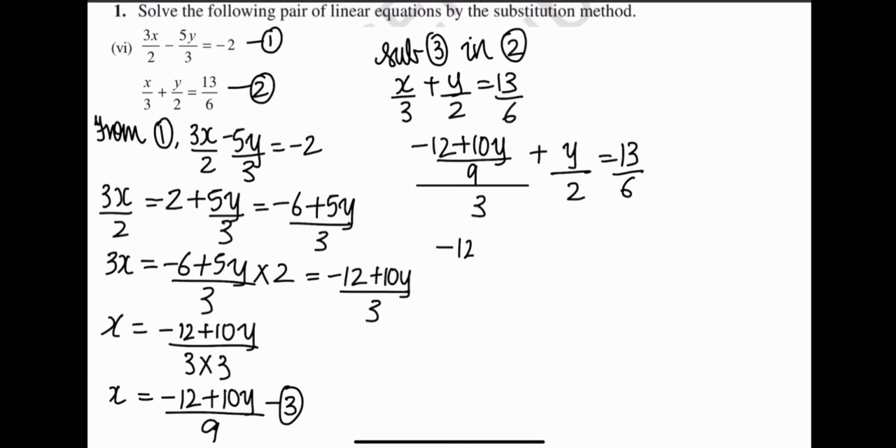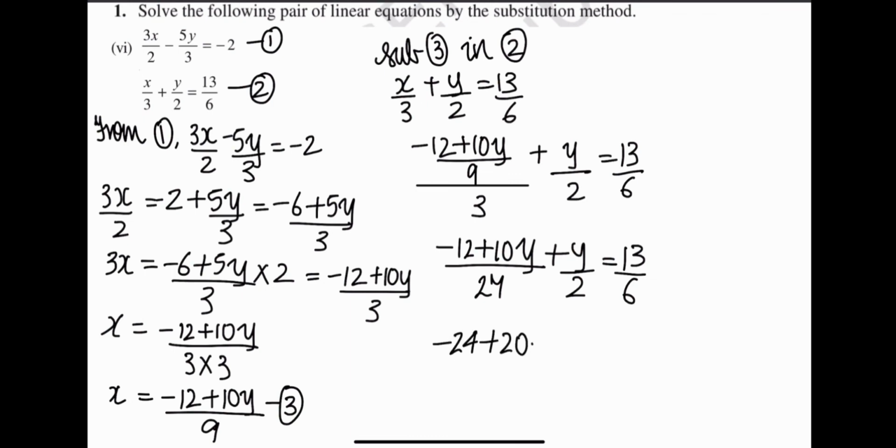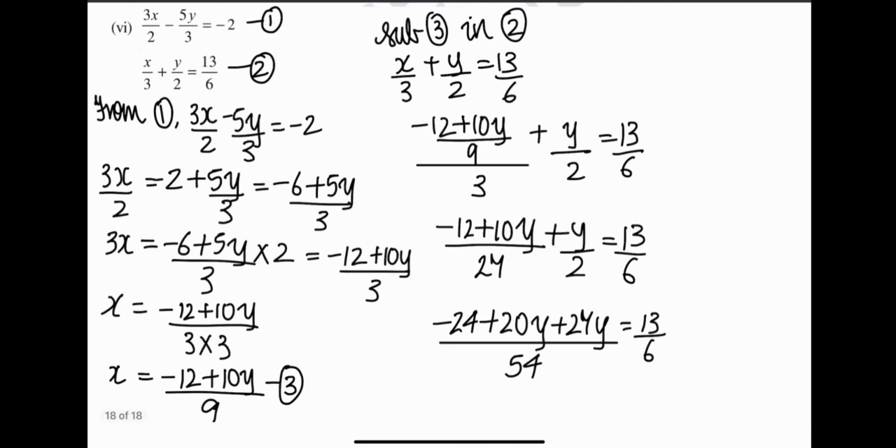Now, this is nothing but minus 12 plus 10y by 9 into 1 by 3. Therefore, we get 27 in the denominator plus y by 2 is equal to 13 by 6. The LCM of 27 and 2 is 54. So, we multiply minus 12 into 2, 10y into 2 and y into 27. Now, we'll get this as the answer.